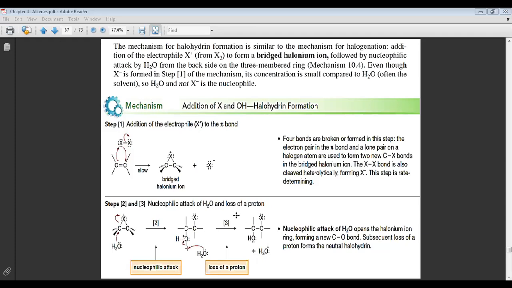Okay, that means nucleophilic attack of the H2O opens the halonium ion ring, forming a new carbon-oxygen bond. And the next step is the direct loss of a proton to form the neutral halohydrin, okay, because we know any compound with a positive or negative charge will not be stable.